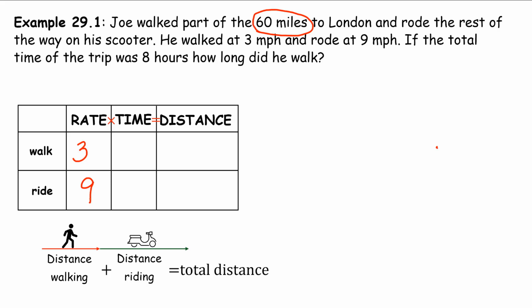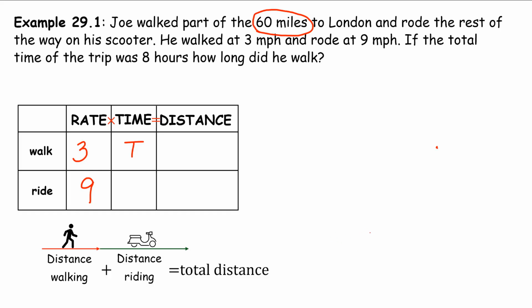So I don't know the times of either one. When I don't know either one, I'm going to call one of them t. And I'm going to call the other one whatever I need to call it so that it works with what they're telling me about the time. And this one, they're telling me the total time is 8 hours. So if the walking time is t, then how am I going to figure out what the other time is just by knowing that the total is 8 hours?